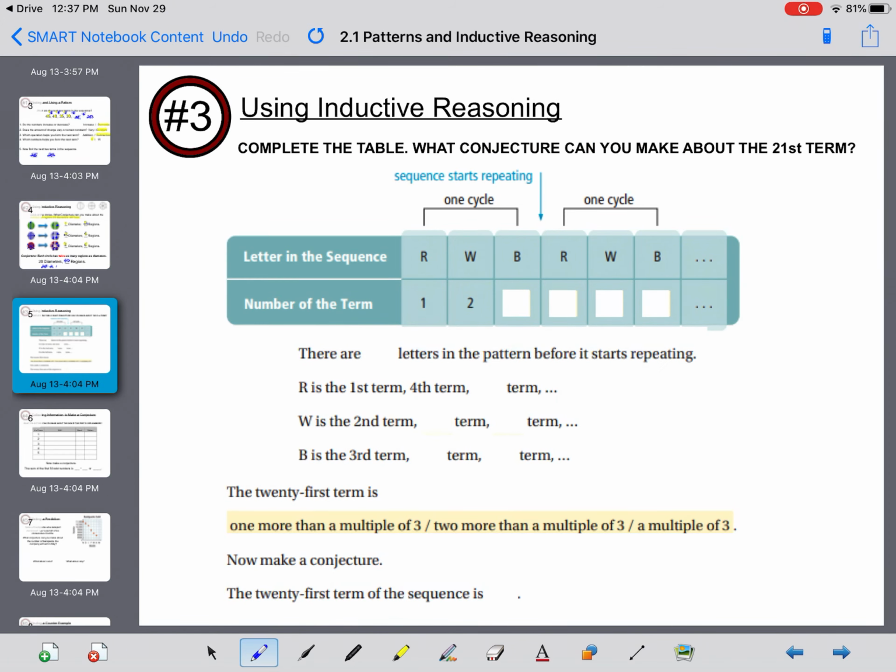Using inductive reasoning, complete the table. What conjecture can we make about the 21st term? Let's complete the table first, and then we'll worry about the 21st term afterwards. The letters in the sequence are red, white, blue. And then you notice red, white, blue, RWB, RWB. The first term is R, the second term is W, the third term is B, the fourth term is back to R, fifth term is W, sixth term is back to B.